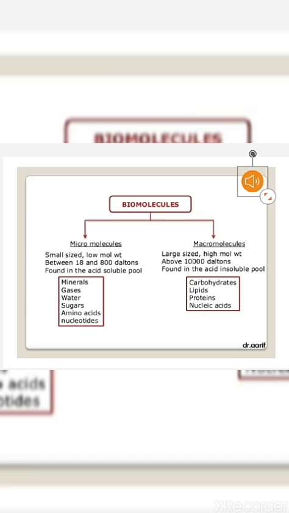There are two types of biomolecules, micromolecules and macromolecules. Micromolecules are always small in size and have lower molecular mass, for example, water, minerals, some gases, etc. While macromolecular biomolecules have large molecules with large size as well as higher molecular mass, like carbohydrates, proteins, vitamins, like that.